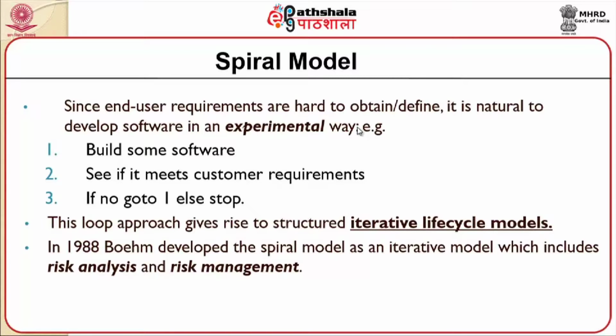It has been a structured iterative life cycle model, and this particular model was initially coined by Boehm. It's specifically called Boehm's spiral model. In 1988, he developed this model called the spiral model as an iterative model which includes risk analysis and risk management. So these two are mentioned to be the key ideas behind the spiral model. One is called risk analysis, the other one is risk management.